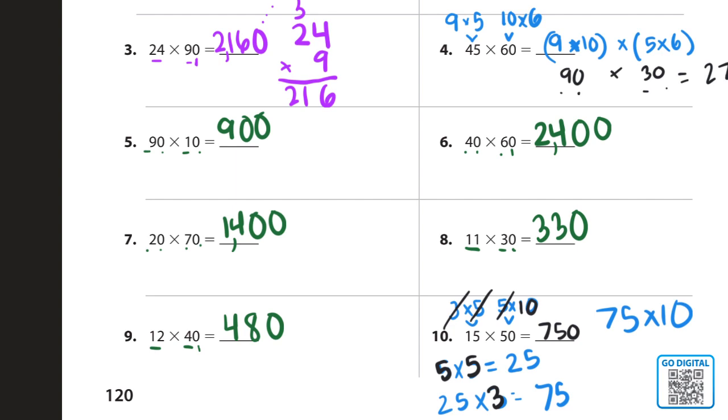Which method do you like the most? What is the easiest way for you to solve? I know for me, I like using the standard algorithm over here. I can use that for all these problems and then just add the zeros accordingly. But maybe you'll use different strategies depending on the problem. That's totally okay.